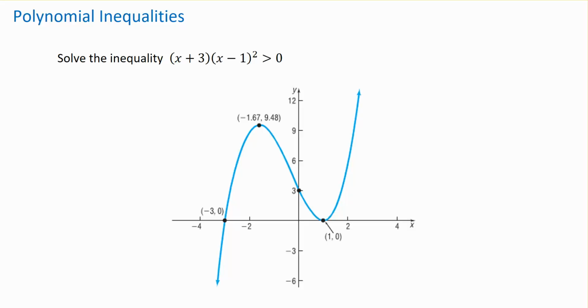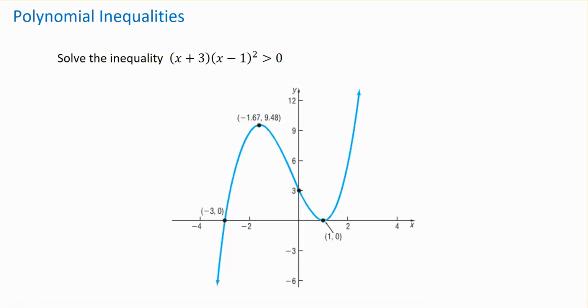We're going to talk about solving polynomial inequalities using two different methods. The first method that we're going to focus on in this video is solving a polynomial inequality graphically. So if I have the inequality that's given here, (x + 3)(x - 1)^2 > 0.